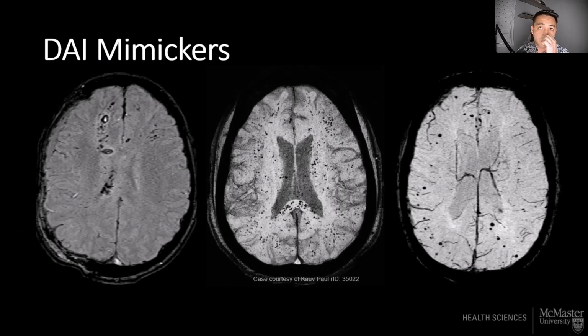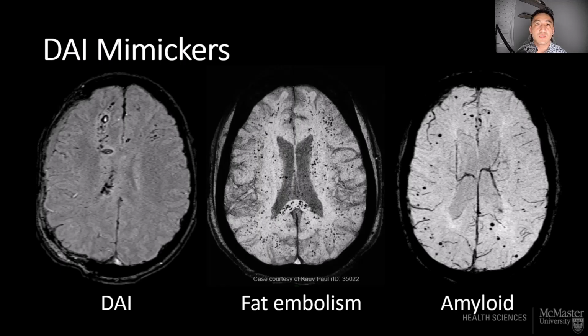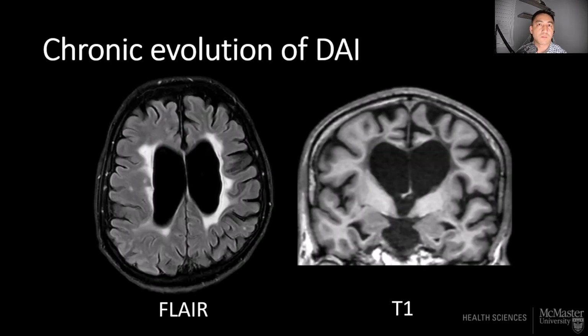DAI can have a typical appearance on SWI. There are a couple of mimickers though. This is fat embolism. There needs to be a long bone fracture. We have innumerable foci of susceptibility in a symmetric diffuse distribution. This is amyloid. We have numerous small round lobar microhemorrhages in a bilateral asymmetric distribution. The white matter and central regions are largely spared.